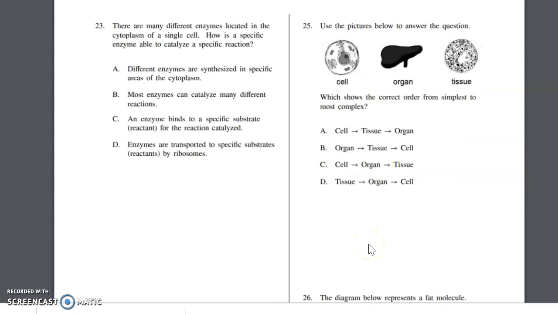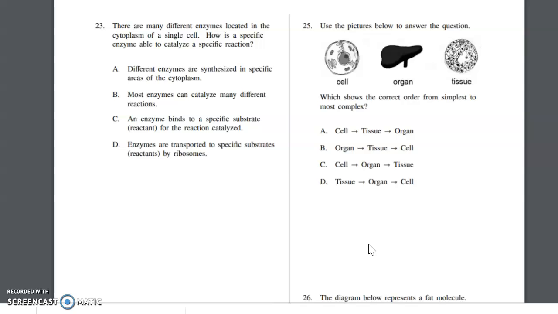Number 23 says there are many different enzymes located in the cytoplasm of a single cell. How is a specific enzyme able to catalyze a specific reaction? Specific being our key word. Remember, enzymes are a lock and key mechanism. The enzymes are made to fit just right into the substrate, or the chemicals that they are reacting with or speeding up the reaction with.